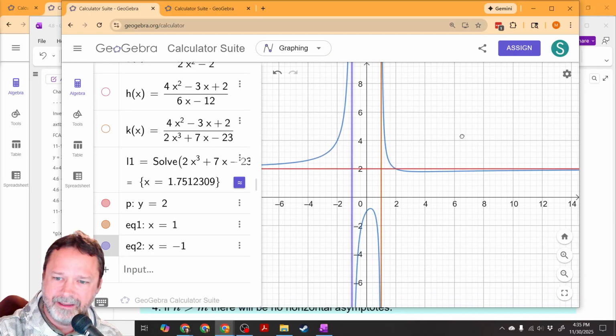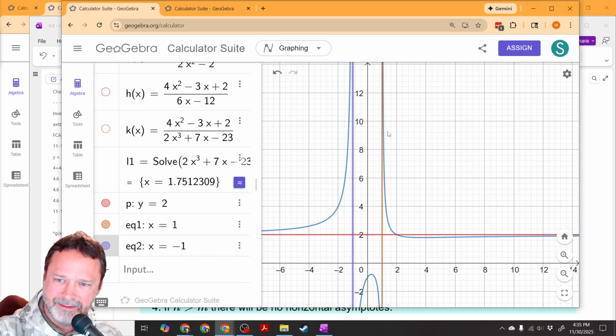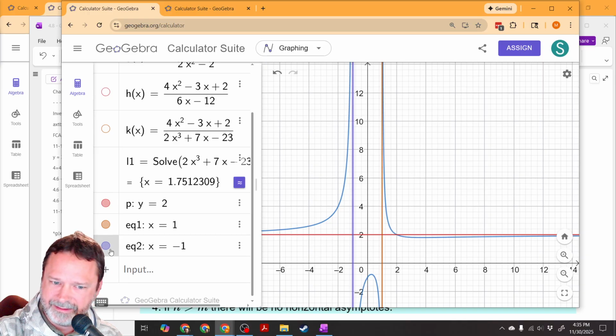You can kind of see how these rational functions hug the asymptotes. They kind of like to crawl around them. So that's kind of interesting. That's fun to see. Okay, let's see what else we got.